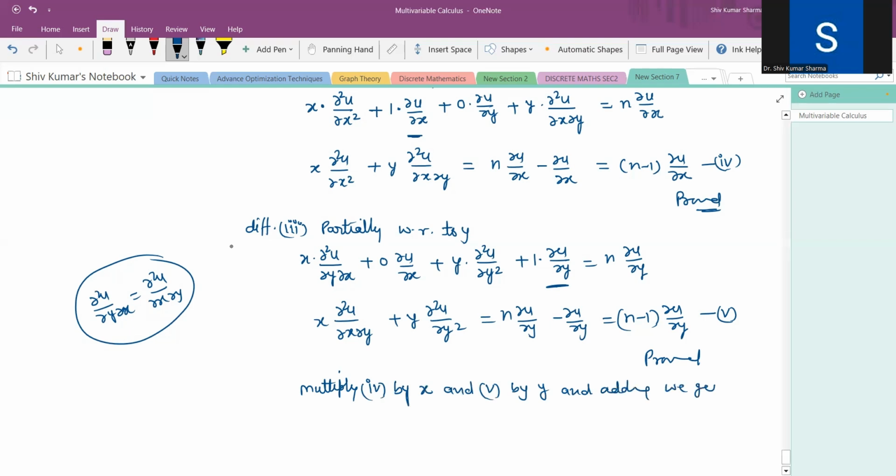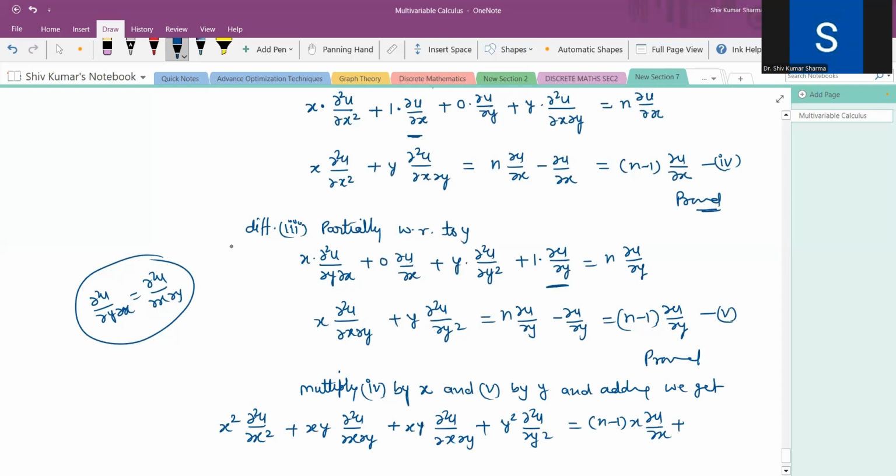So we get the first term will be x² ∂²u/∂x² + xy ∂²u/∂x∂y + xy ∂²u/∂x∂y + y² ∂²u/∂y² equal to (n−1) x ∂u/∂x + (n−1) y ∂u/∂y.